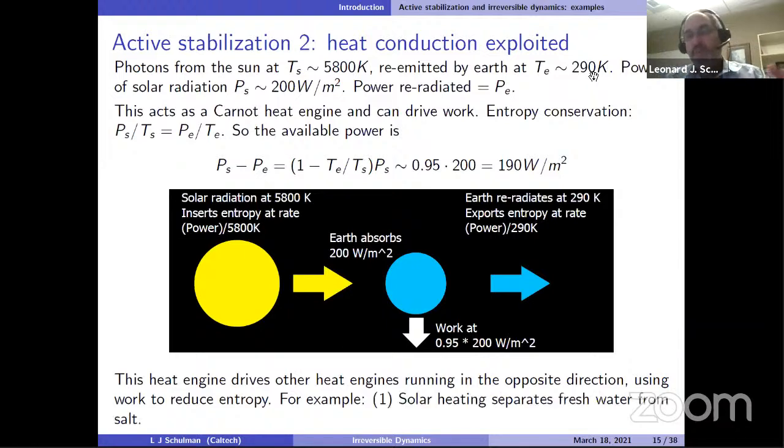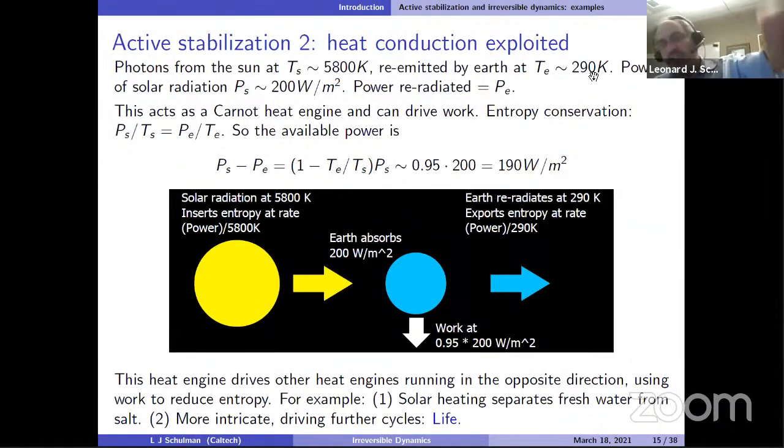So, for example, solar heating, separating fresh water from salt. Okay, that's a very important process for us. The sun does it for us. And actually, everything in life is driven by such things. What happens is cycles upon cycles of cycles. We take this work and then we run Carnot cycles in the opposite direction. Everything is run by this kind of process, which is highly irreversible.